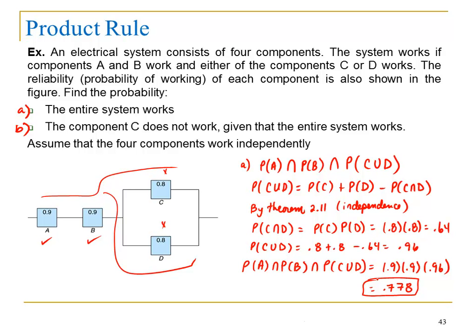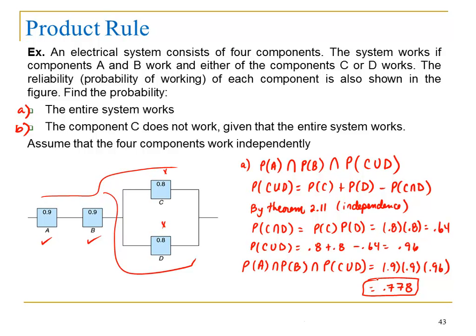Now let's look at part B. Component C does not work given that the entire system works. So this is a conditional probability. And again, we are assuming that the 4 components work independently. And if we were to treat them and we know that component C does not work, we need to make sure that this one is working in order for the system to work.